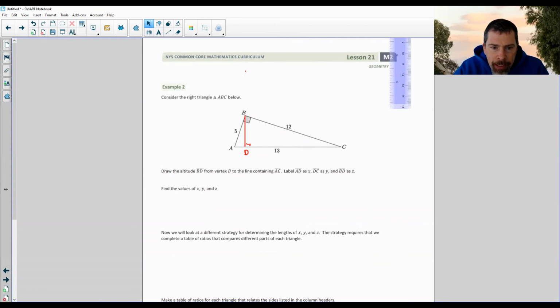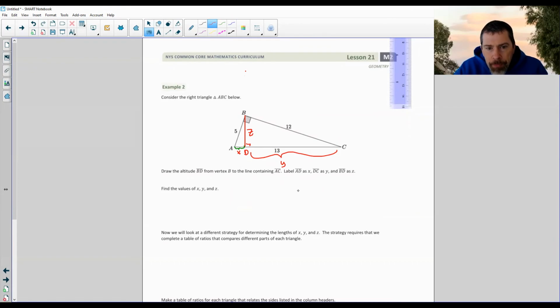Label AD as X, DC as Y, and BD as Z. So I should have this X. It was supposed to be AD. AD is just this tiny piece here. So here is AD right there. That's X. DC is Y. And BD is Z. Okay, find the values of X, Y, and Z.